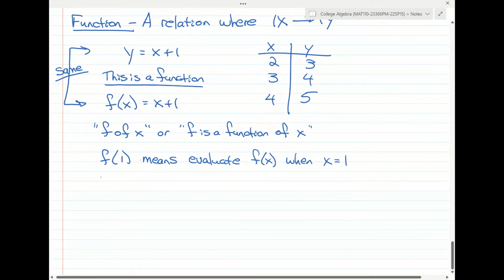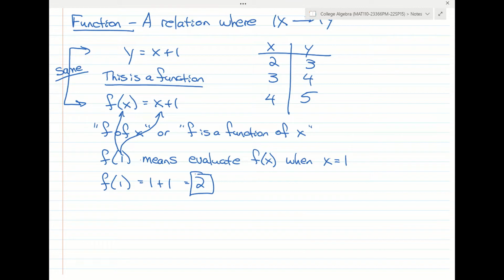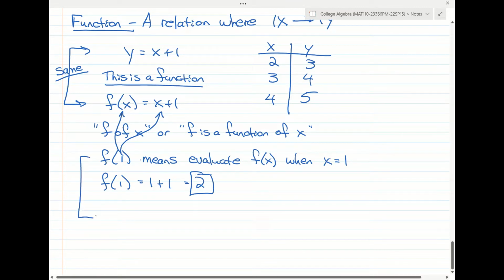Let's actually do that. So if I asked you to find f of 1, what this means is we just plug in 1 for the x. This just means 1 plus 1, which is 2. That would be the answer. Another way to think about this is what is y for f of x when x equals 1. There's just a couple ways to think about this. We'll do some examples, and I'm sure you'll get the hang of it.